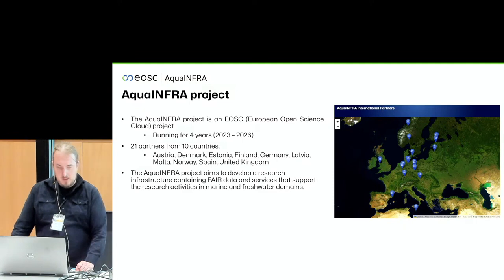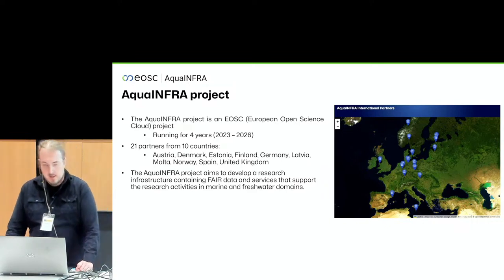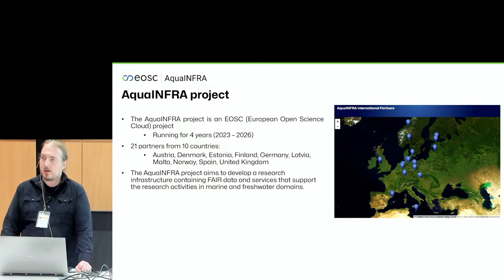And the AquaInfra project aims to develop a research infrastructure that contains FAIR data and services that support the research activities in marine and freshwater domains. So in principle, we are creating a spatial research infrastructure for the water domain.